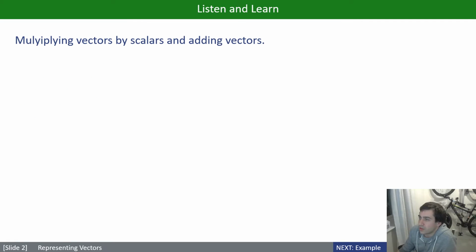So we actually already did this. We did multiplying vectors by scalars and we did adding vectors, but we did it in a geometric sense. Just to remind you, multiplying vectors by scalars means you've got a vector and you multiply it by a number. It either gets longer or it gets shorter, but the direction stays the same, right? That's what multiplying a vector by a scalar is geometrically.